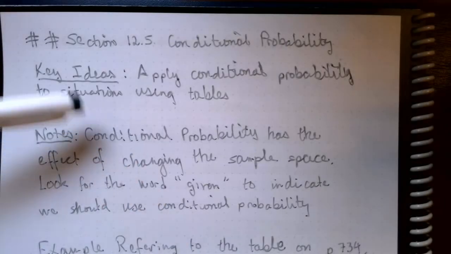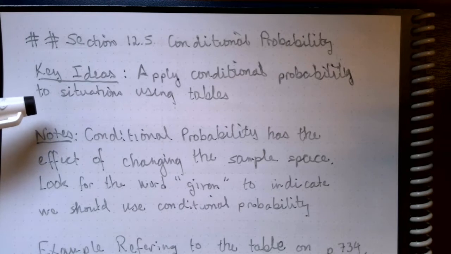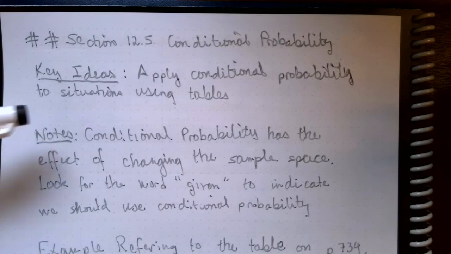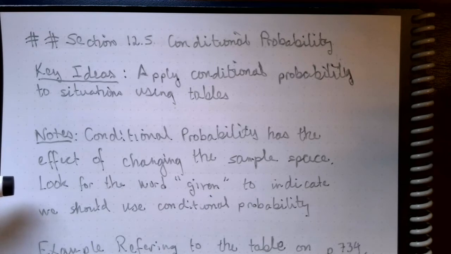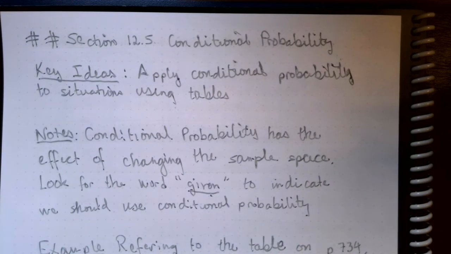Alright, so the key idea for this video is to be able to apply conditional probability. And here we're going to look at situations using tables. In other words, we're going to be looking at empirical probability. And I would just note here that conditional probability has the effect of changing the sample space from what it ordinarily would be. And you should look for the word given to indicate that we should use conditional probability.